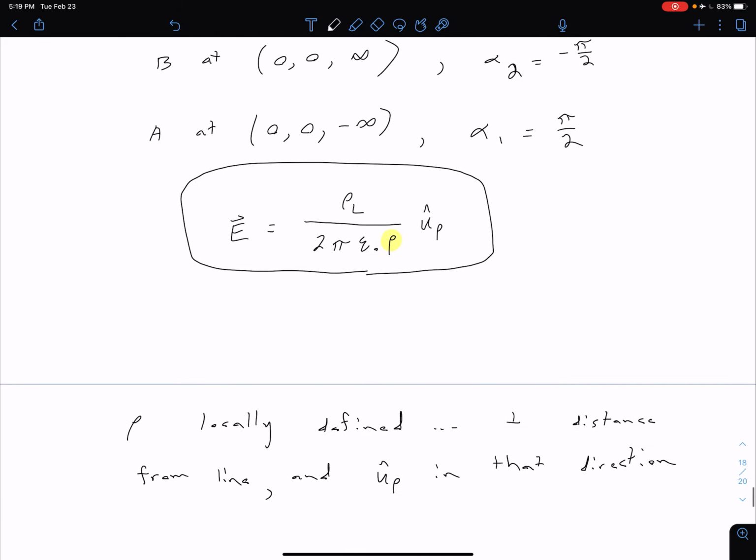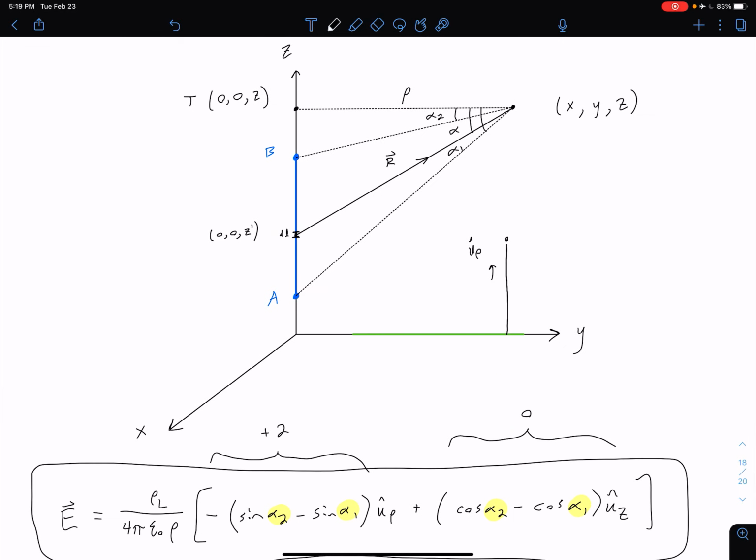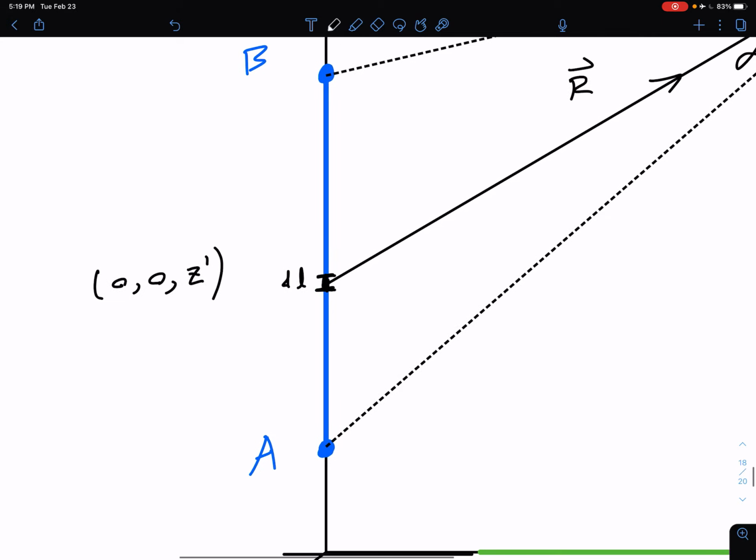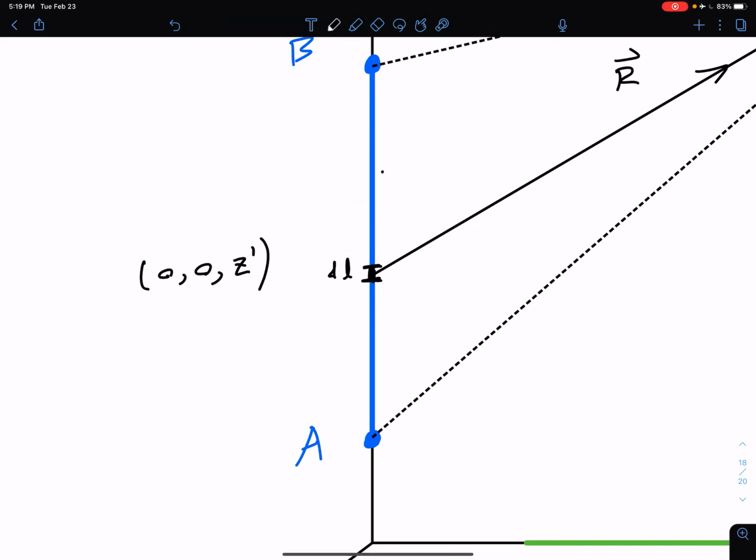One other thing that I want to mention as well is, of course, an infinite line charge doesn't physically make sense, so why would we even want to bother with this? Well, it turns out that there's a lot of cases where we can approximate a finite line charge as an infinite line charge. So, of course, in this case, I've drawn my x, y, z relatively far away compared to the line distance. However, let's say we zoom in here, and maybe I have an observation point that is really close to the line here. So in this case, we can see that that alpha 2 angle would be approximately negative pi halves, and the alpha 1 angle would be approximately pi halves.